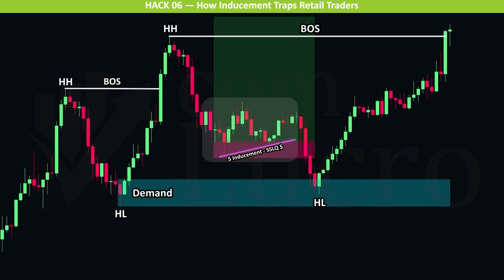Why does this occur? Institutions need liquidity to fill large orders without causing excessive slippage. That is why price often reacts so aggressively after inducement. The key lesson is simple. We do not enter zones blindly. Instead, we wait to see if inducement takes place. When it does, the probability that the zone will hold increases significantly.